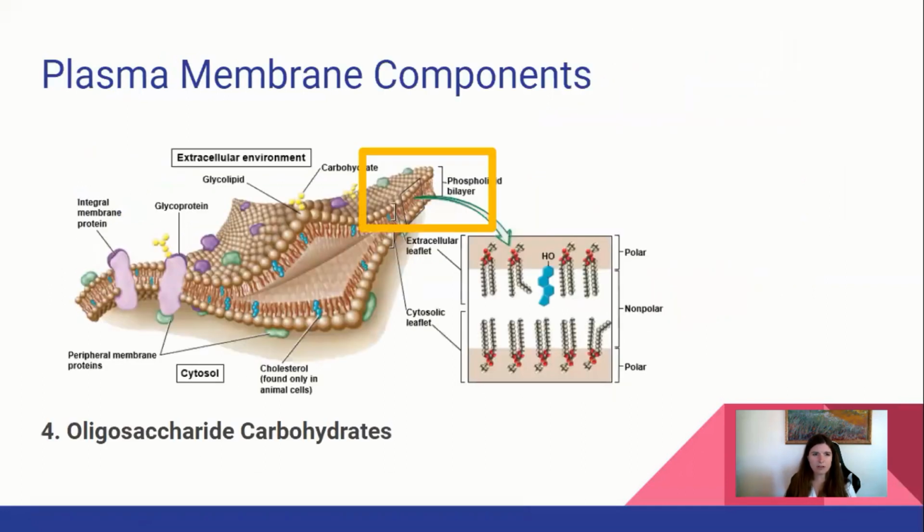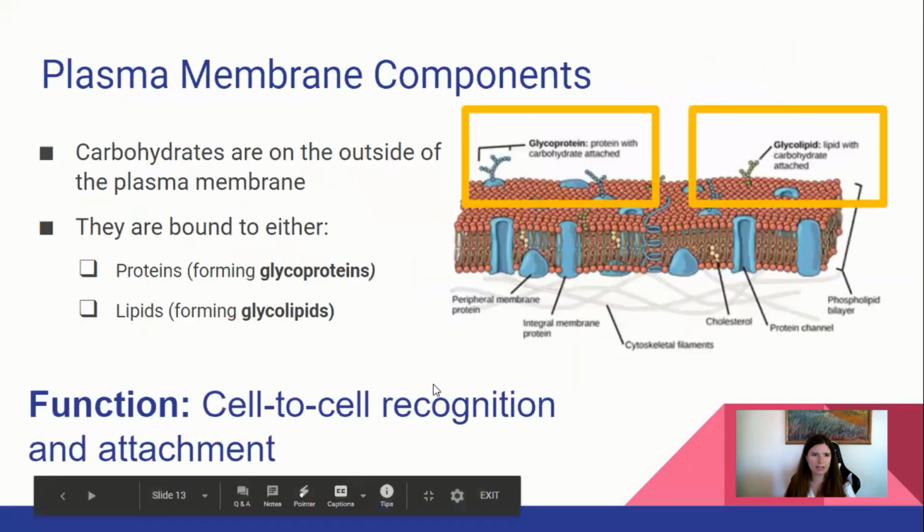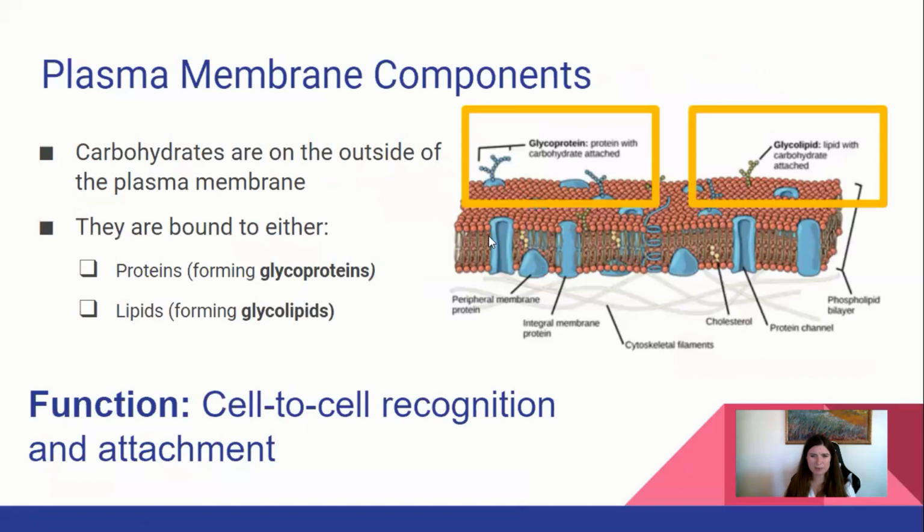Our final component of a plasma membrane are our carbohydrates. So here it says oligosaccharide carbohydrates. All that means is that they're carbohydrates that kind of stick on to other parts of our membrane. So we're going to see basically 2 types, and they're just named for whether the carbohydrate is stuck to a protein or stuck to a lipid. So if it's stuck to a protein, here in blue are our proteins. Here's an integral protein. Here's a peripheral protein.